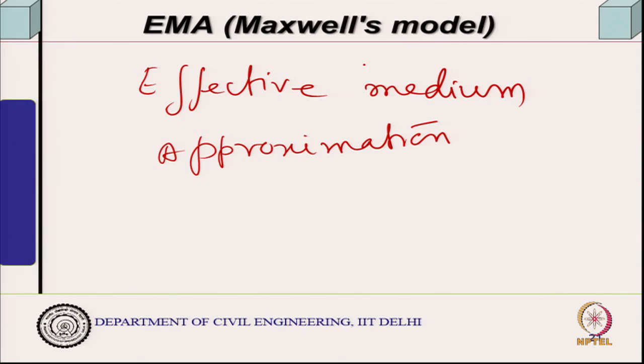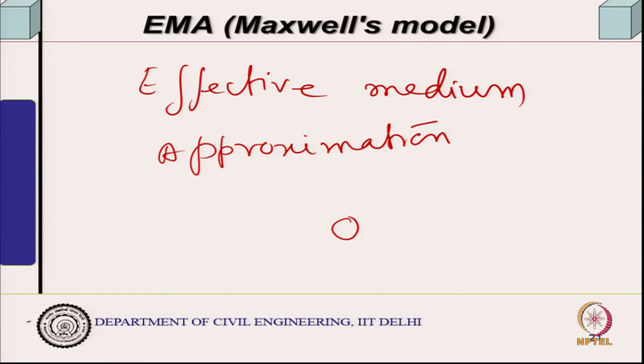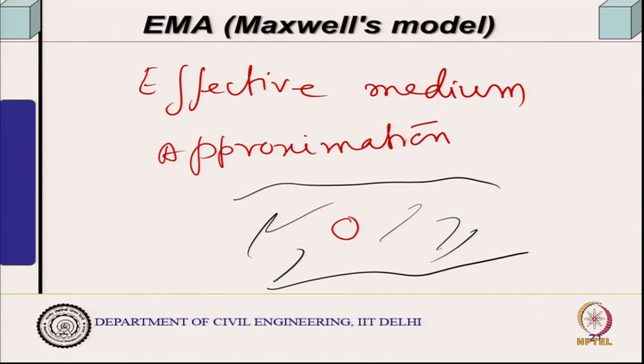The EMA model actually came from considering a spherical inclusion in an otherwise bulk material. The disturbance of the electromagnetic field by this inclusion was derived by Maxwell.